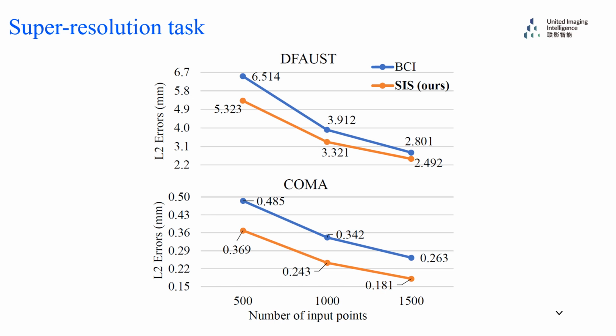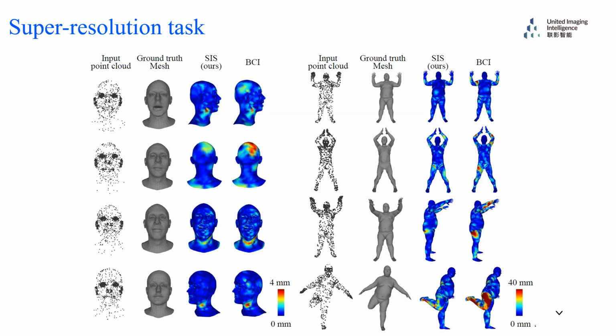For the super resolution task, we compare our method with barycentric coordinate interpolation. In both datasets, DFAUST and COMA, our method consistently performs better than barycentric interpolation. And here are some qualitative comparisons. We can see that our method produces better visual results.